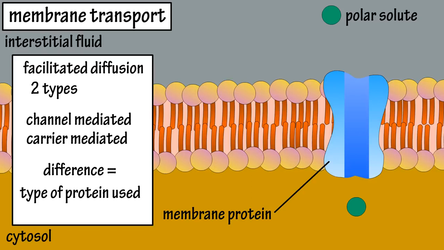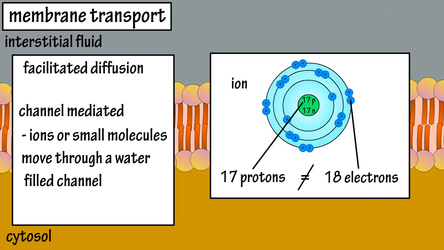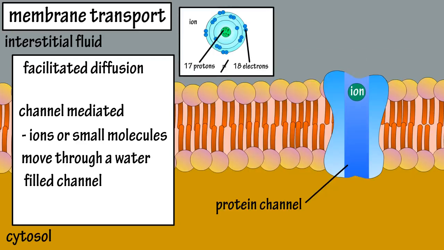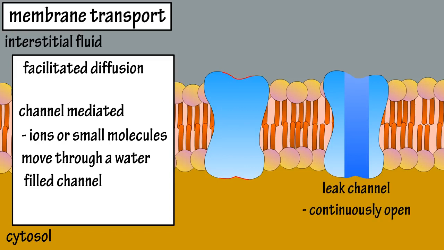The difference between the two is the type of transport protein used to move the substance across the membrane. Channel-mediated diffusion is when an ion, which is a charged particle where its total number of electrons does not equal its total number of protons, giving it a positive or negative charge, moves across the membrane through a water-filled protein channel. Each protein channel is typically specific for one type of ion, and there are two types of channels: a leak channel, which is continuously open, and a gated channel, which only opens due to a stimulus and only stays open for a fraction of a second.